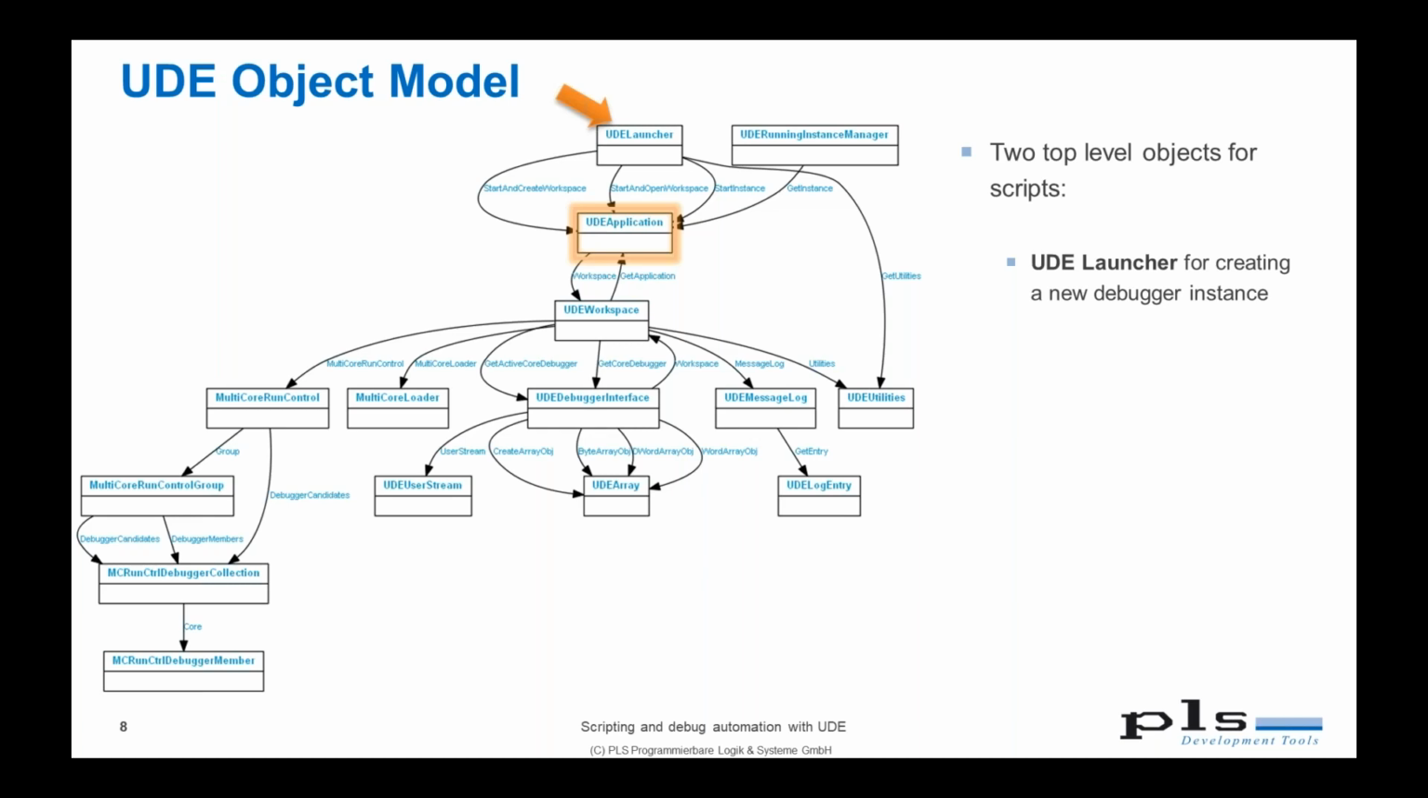And the second one to get the UDE application object is the UDE running instance manager, which can be used to connect to an existing debugger instance. So if the UDE is already opened, then you can attach to the UDE by your script using the UDE running instance manager.